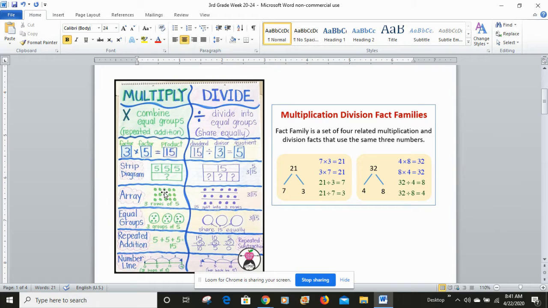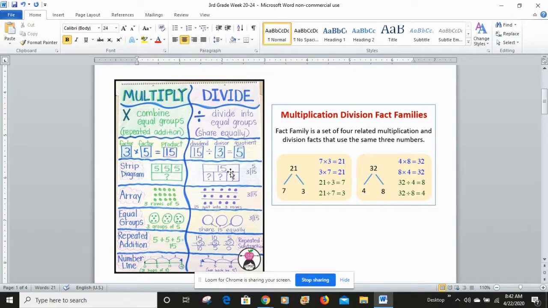We've built a lot of arrays. We've made equal groups. We've used repeated addition. And we've used number lines to count up, counting by 5s, 5, 10, 15. We've made 3 jumps, and we landed at 15. To divide, we kind of undo some of those things. We would divide equal groups. Here, we changed from a multiplication fact to a division. We put the largest number first, divided by the divisor, and coming up with our quotient.